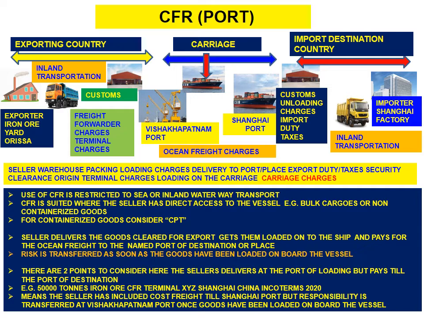In this CFR, let us say the exporter is exporting iron ore from his yard in Orissa. You can see on the slide, on the left side, there is an exporter, and on the right side, you will find the importer at Shanghai in his factory. So the iron ore is exported from Orissa to Shanghai in China. The exporter, in his warehouse, does all the packing of the goods. After packing, he loads it in the truck. You see the small truck written below inland transportation. Once the goods are loaded, the transportation is done by the seller.